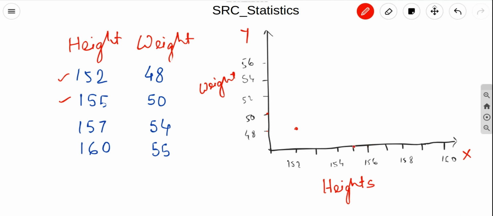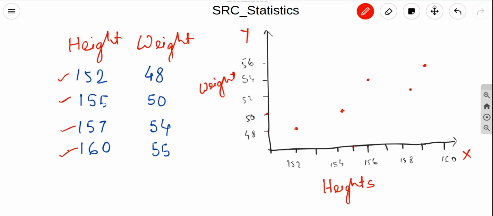Okay, so this will be our second sample point. Okay, for the third sample and the fourth sample we draw similar dots. Okay, for the third sample, for 157 the weight is 54, it comes here, and for the fourth one, for height 160, the weight is 55, so 160, 55 somewhere here. Okay, so these dots are known as scatter plot.